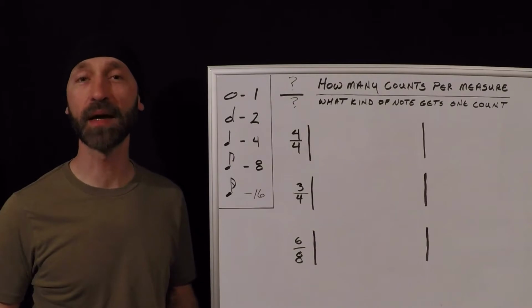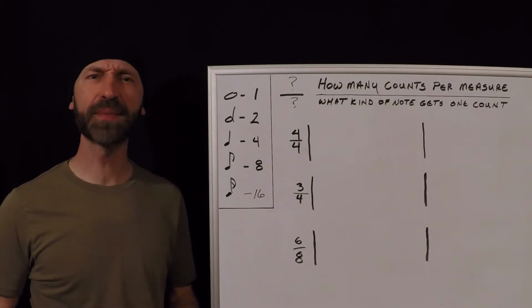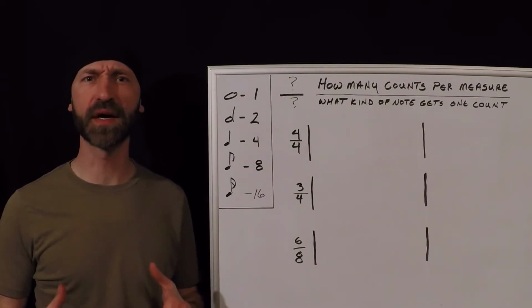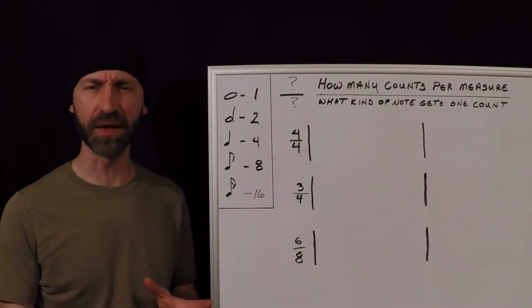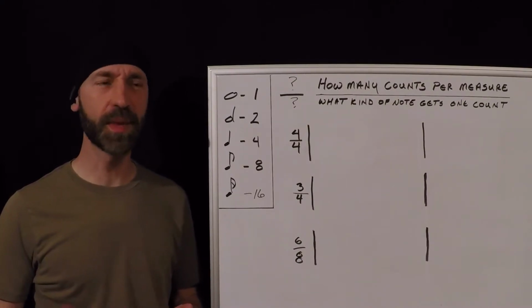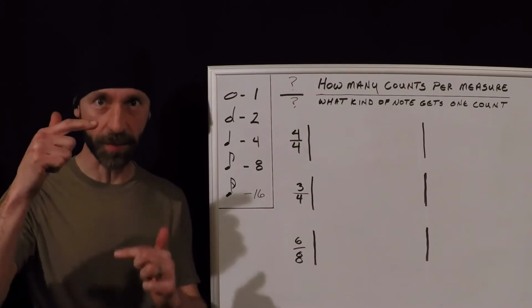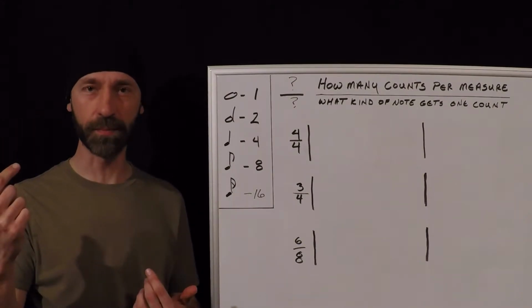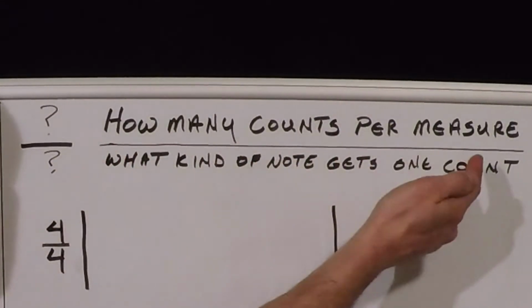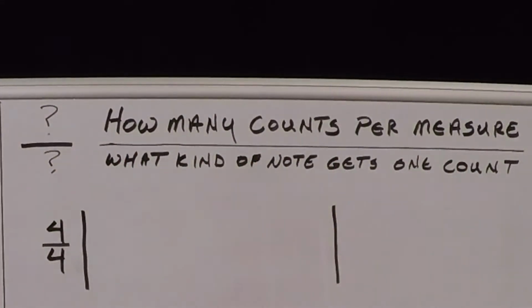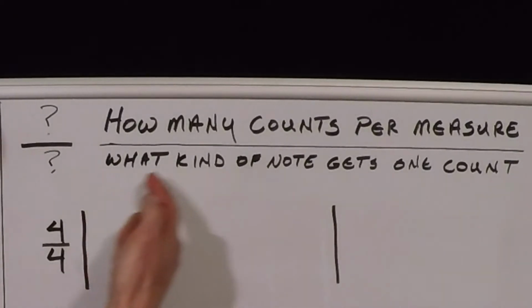Today what I want to talk about is the time signature. Now the time signature is something that gives a song its structure, its beat, its meter. The time signature is made up of two numbers, one on top of the other, kind of like in fraction form. The top number represents how many counts per measure. The bottom number represents what kind of note gets one count.